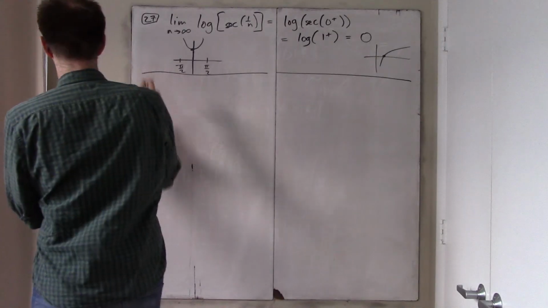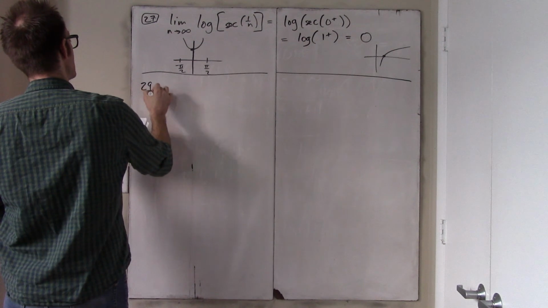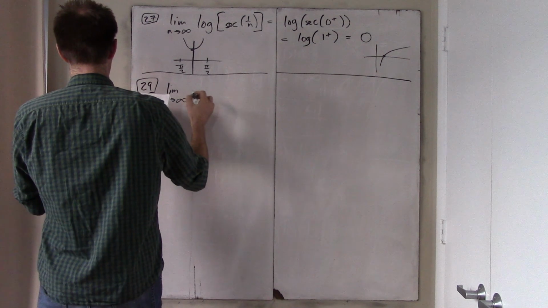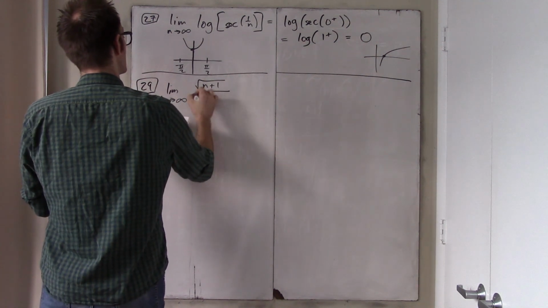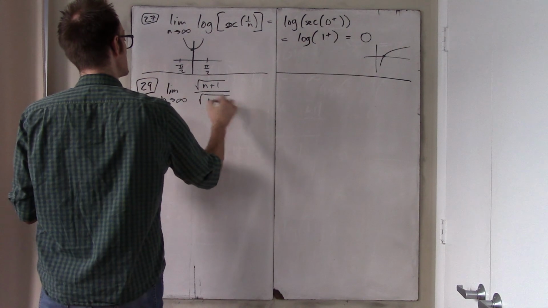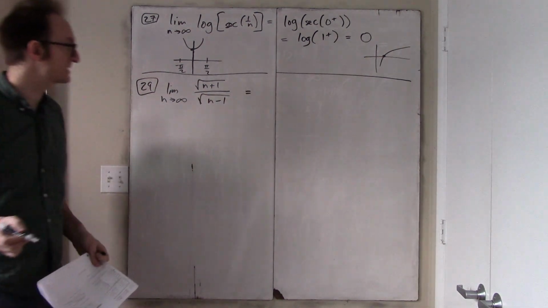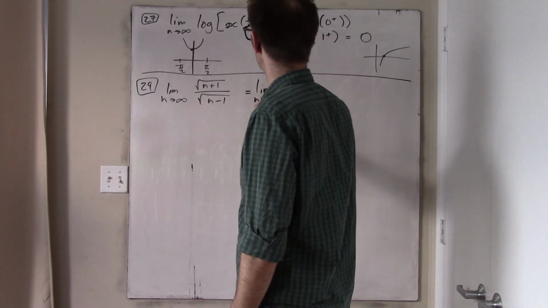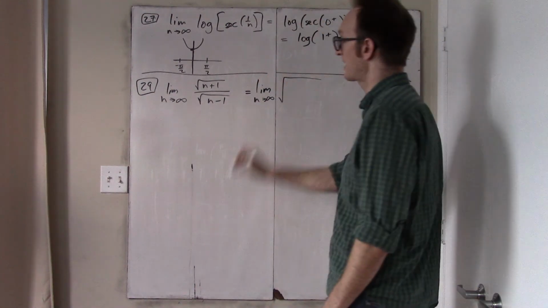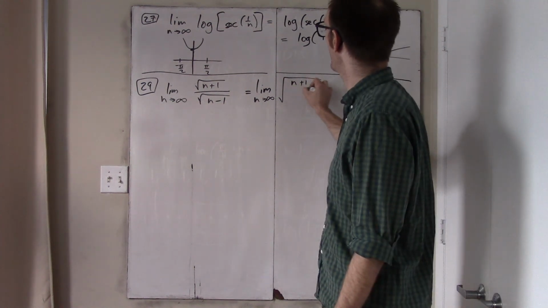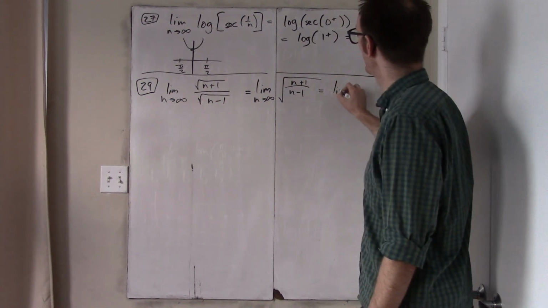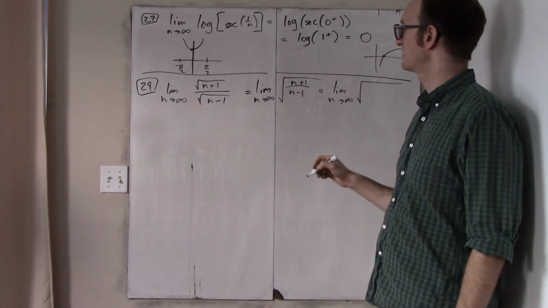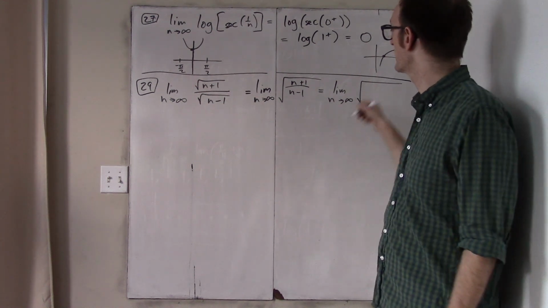Okay, and then 29 and 30, I think, are also relatively straightforward. This is the limit as n goes to infinity of root n plus 1 over root n minus 1. What can we say about this? Well, it's pretty clear that this is just going to be 1. Maybe the best thing to do is to put the whole thing inside one big square root. So this is the square root of n plus 1 over n minus 1. And then, kind of inside there, we can divide the top and bottom by n. This would be maybe the most organized thing to do.